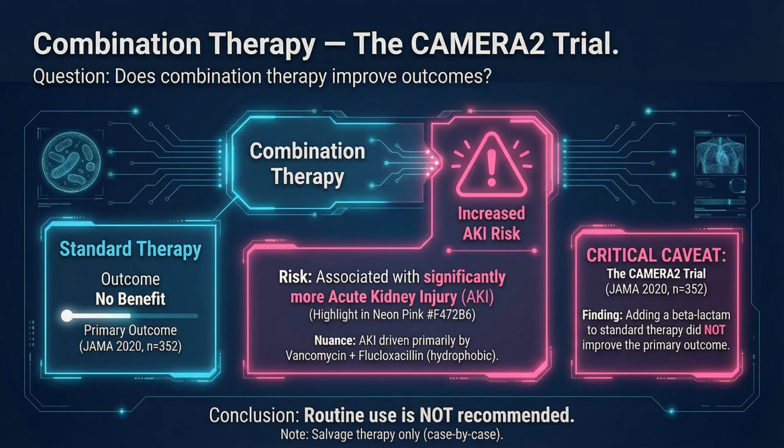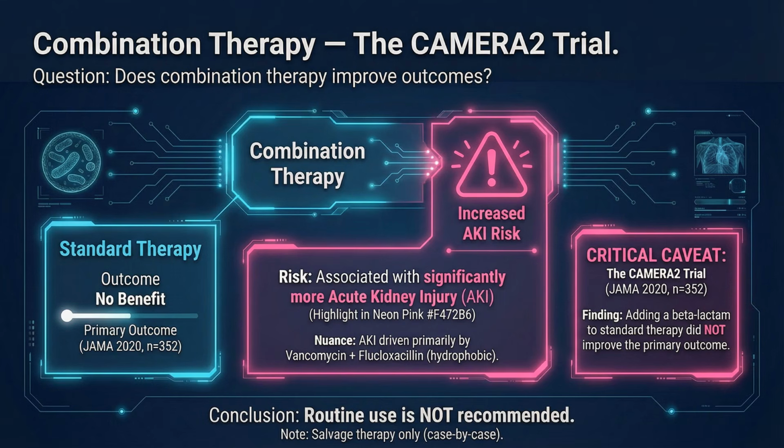You will often encounter the question of whether combination therapy improves outcomes in MRSA bacteremia. While some promising pilot data exists, the definitive trial, CAMERA-2, gave us a clear answer. This trial, published in JAMA in 2020, found that adding an anti-staphylococcal beta-lactam to standard therapy with vancomycin or daptomycin did not improve the primary composite outcome and was associated with significantly more acute kidney injury.